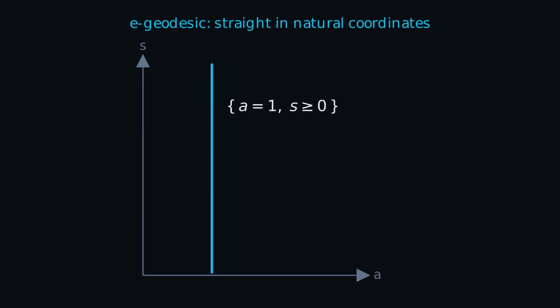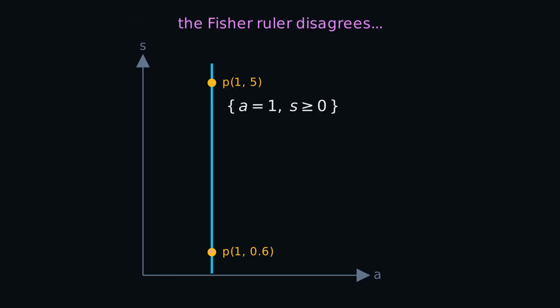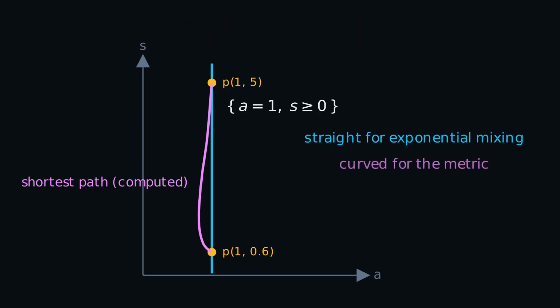But information geometry has two different notions of straight. Straight lines in natural parameters are called geodesics. They interpolate between distributions exponentially. Our original family lies on the vertical line, a equals 1, perfectly straight, a genuine geodesic of the big manifold. The Fisher ruler disagrees. We computed the shortest path between two members of the family, and it bows sideways off the line, borrowing some tilt to save length. One family, two geometries, straight for exponential mixing, curved for the metric.